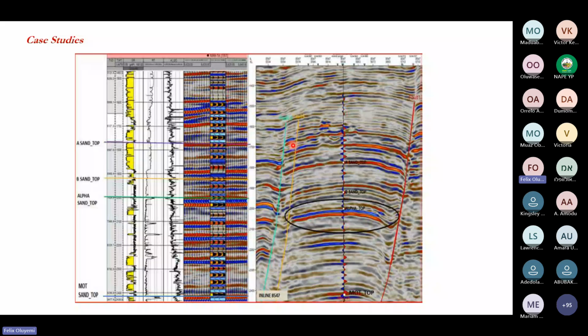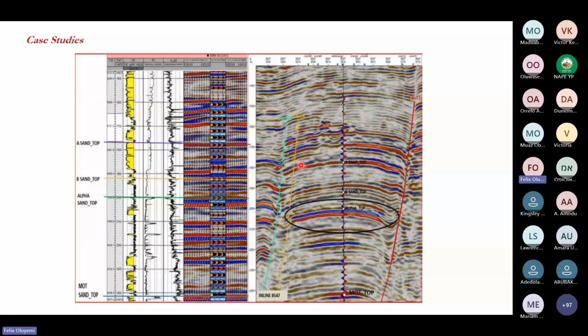Then again, we can say this person actually color-coded the gamma ray. Why is he doing that? He wants to see what is my response when I have my sand to shale, when I have my shale to sand, and that will guide whatever he's doing. So in between here is the synthetic generated, and just on the side here is what we call the seismic trace. Again, he quickly displayed that seismic trace on the seismic section, and you can see a very good tie, though it's not very visible.